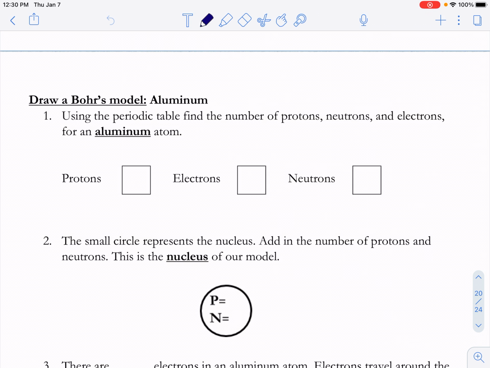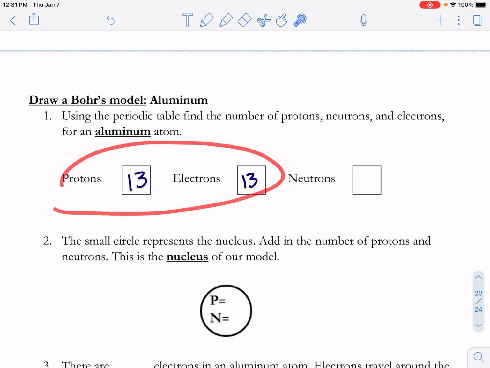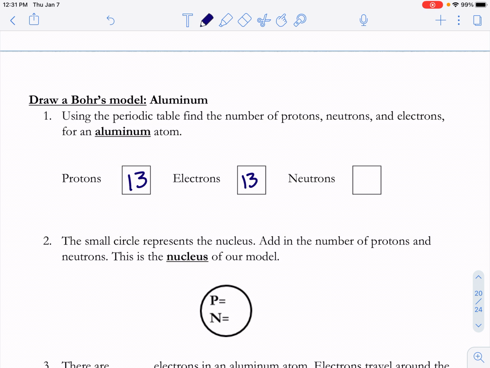Here we have 13 protons. The atomic number tells us how many protons and how many electrons there are in any given element. So these two numbers are always going to be the same. Not neutrons, though. That number is going to be different than our proton and electron amount. It's a very simple way to find this out.